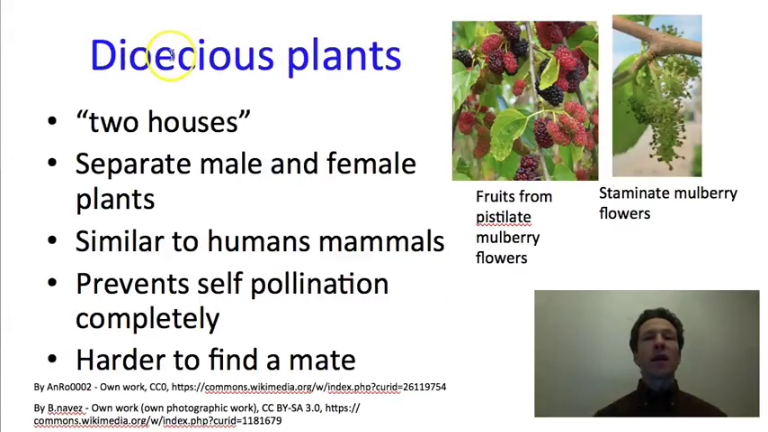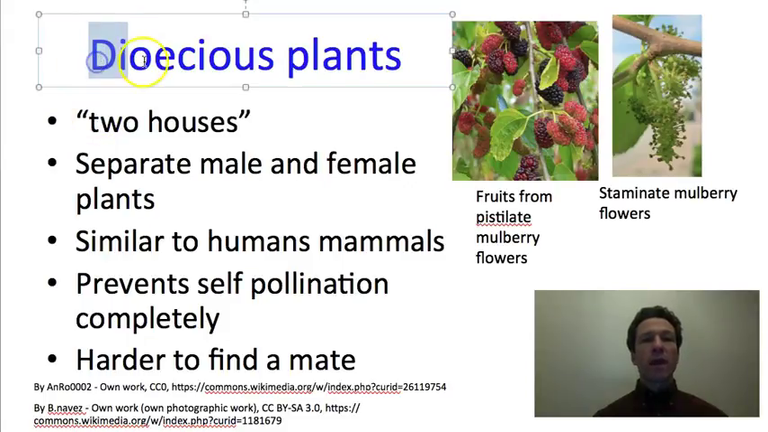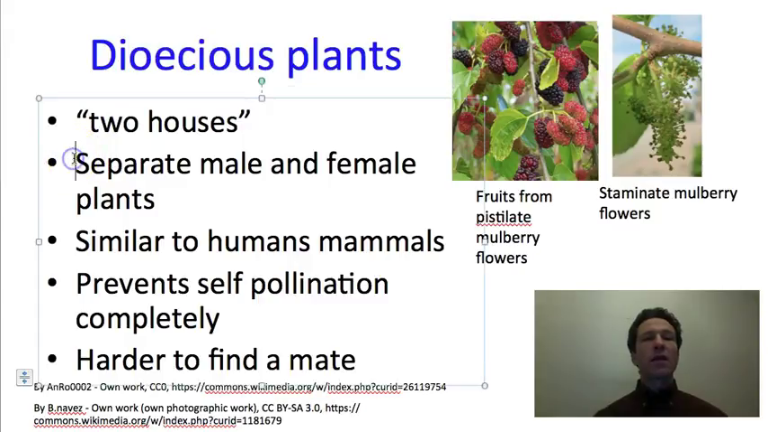Finally, we can have dioecious plants. Dioecious literally means two with the di, and the ecious, I think, is Greek for house. So this is two houses. And here we have two entirely separate plants. One plant is male and makes only staminate flowers. The other is female and makes only pistillate flowers.